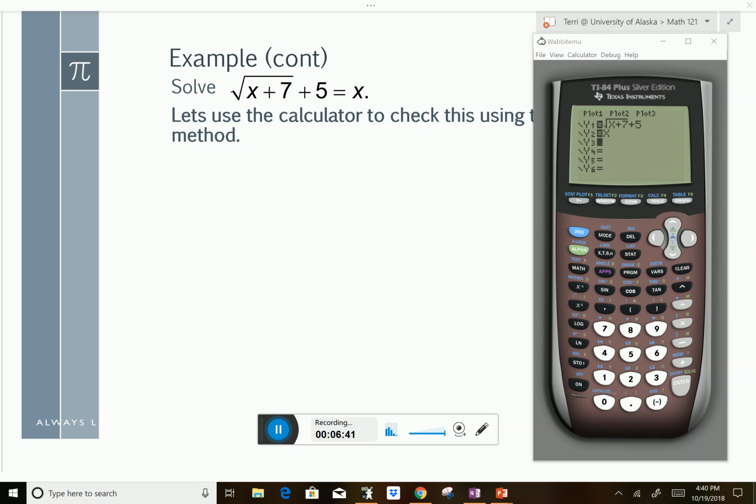So now I have these. So now I'm just going to graph this. I'm just going to zoom it to standard and see what it looks like. There's that one. Oh, I can see it. That's good enough. Okay, so calc, intersection, first curve, second curve, guess. Okay, let's get up there.